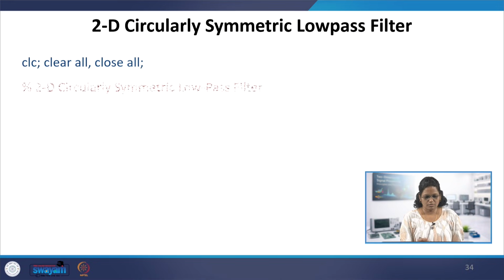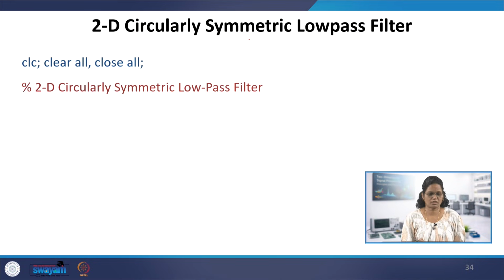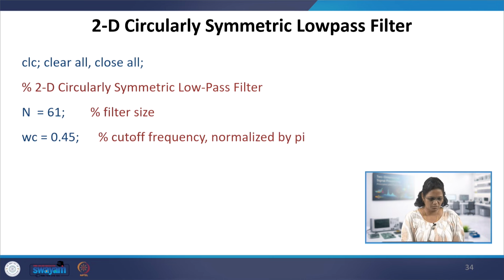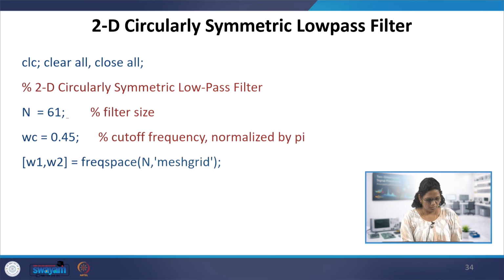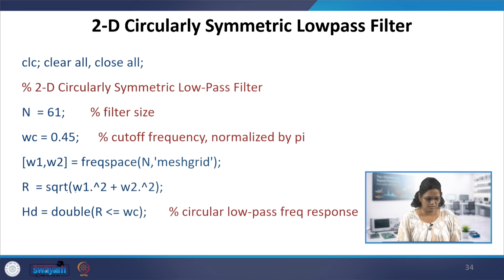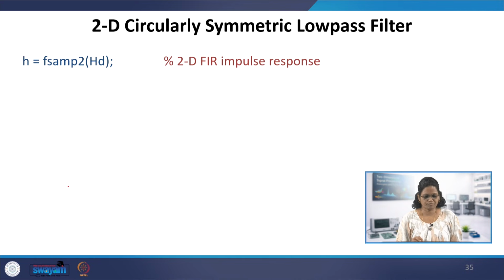And we can also have the circularly symmetric filter response, which we did previously. The filter size is taken as 61, with a cutoff frequency, and we create the mesh grid which we had done in examples 1 to 3, and HD is taken for certain values. This is a low pass filter frequency response. Band pass we did, and this is low pass. For values less than omega c it is 1, otherwise it is 0. So using the frequency sampling method, this is HD.